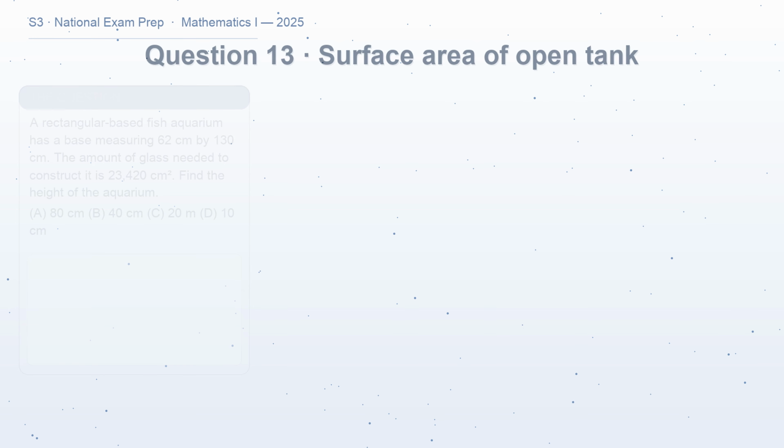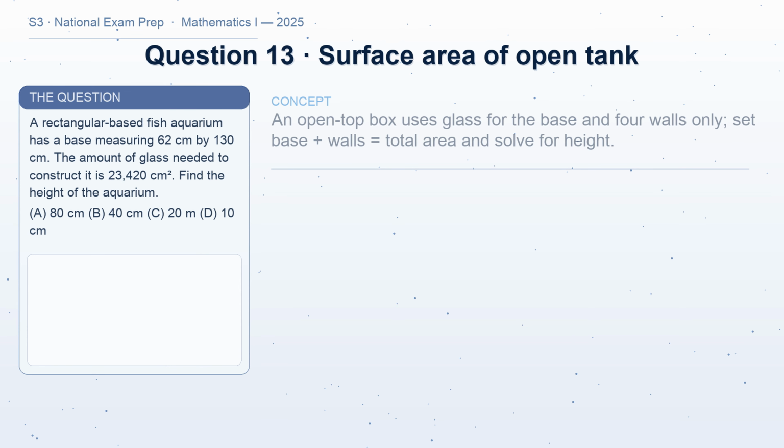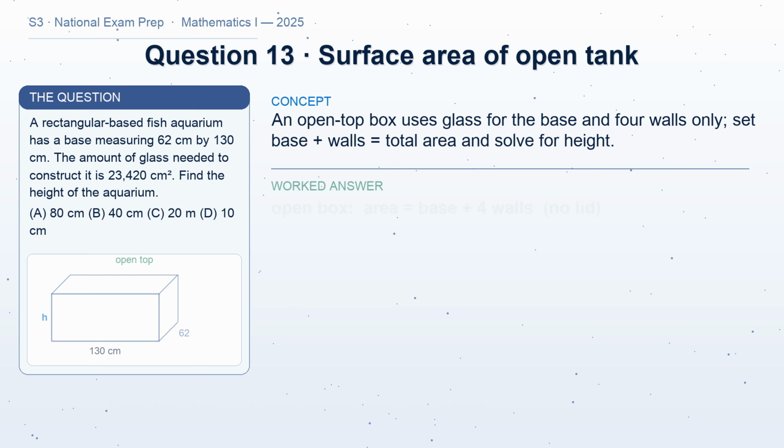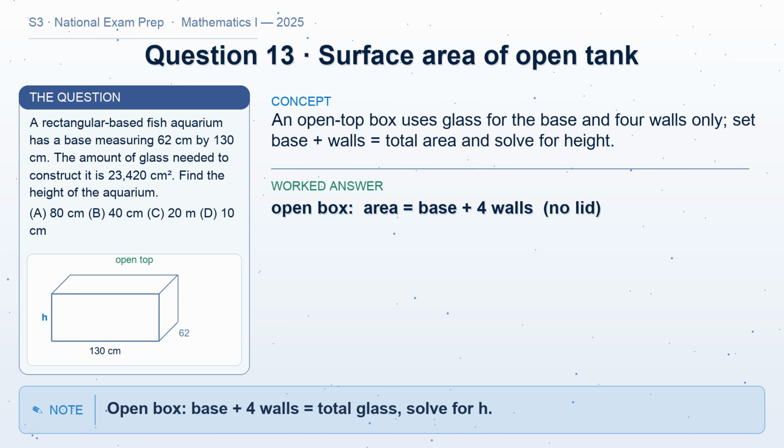Question 13. A rectangular open-top aquarium has a base 62 centimeters by 130 centimeters and uses 23,420 square centimeters of glass. Find its height. An open box has a base and four walls, but no lid. The base is length times width, and the four walls are two long walls plus two short walls, each depending on the height.